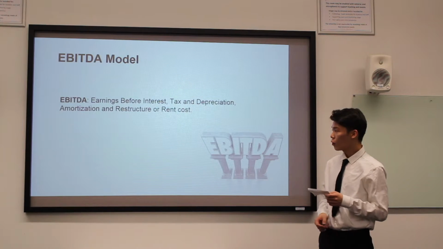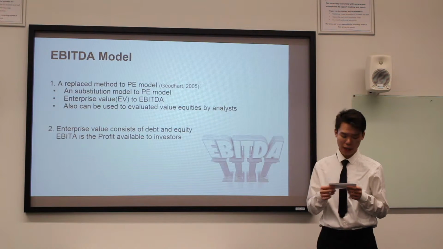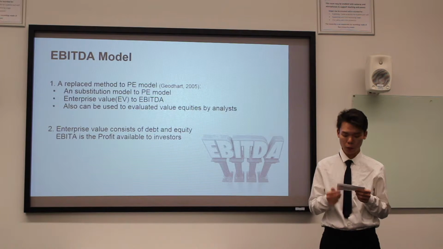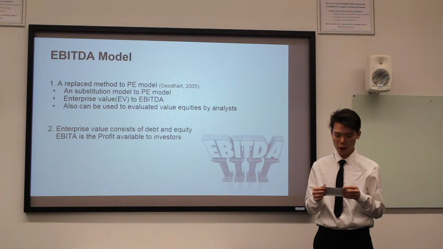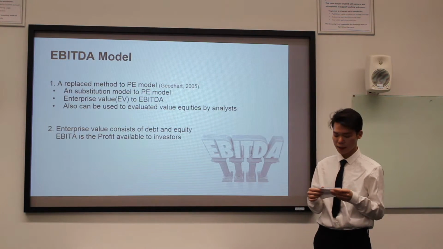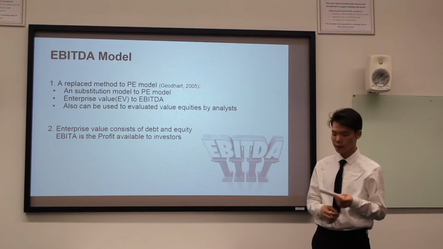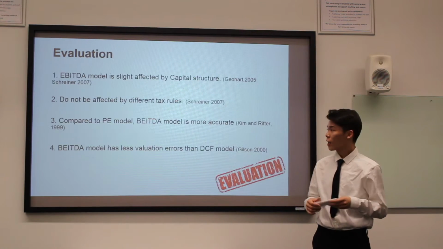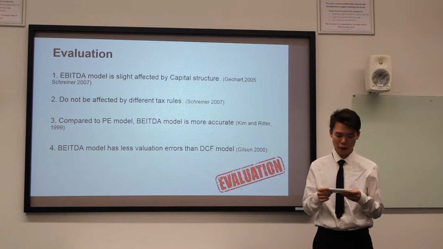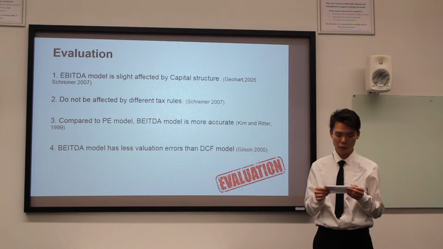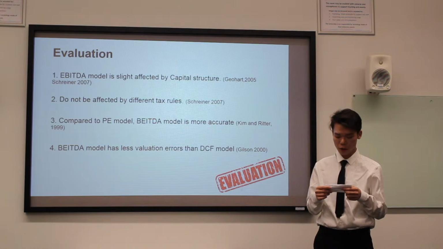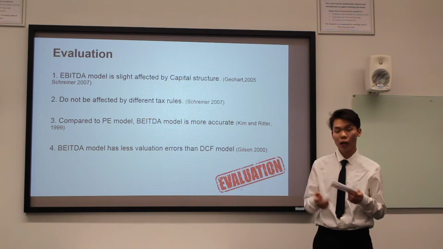Now I would like to move on to the EBITDA model. In 2005, Gill reported that enterprise value in EBITDA can also be used by analysts to value equities. As you can see, enterprise value consists of debt and equity. There are plenty of advantages. In 2005, Gilhart and Schreiner both pointed out that capital structure decisions have a slight impact on this model. Furthermore, Schreiner admits that the EBITDA model only takes operational performance into account, so different tax rules have no effect on it.